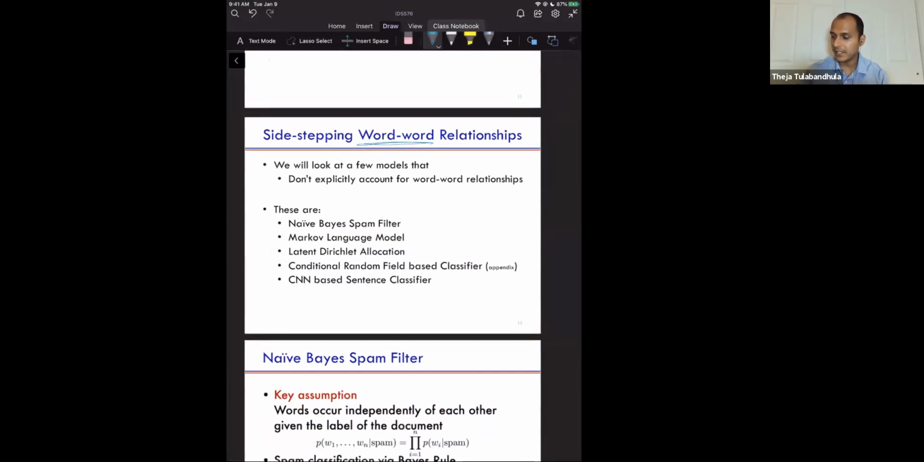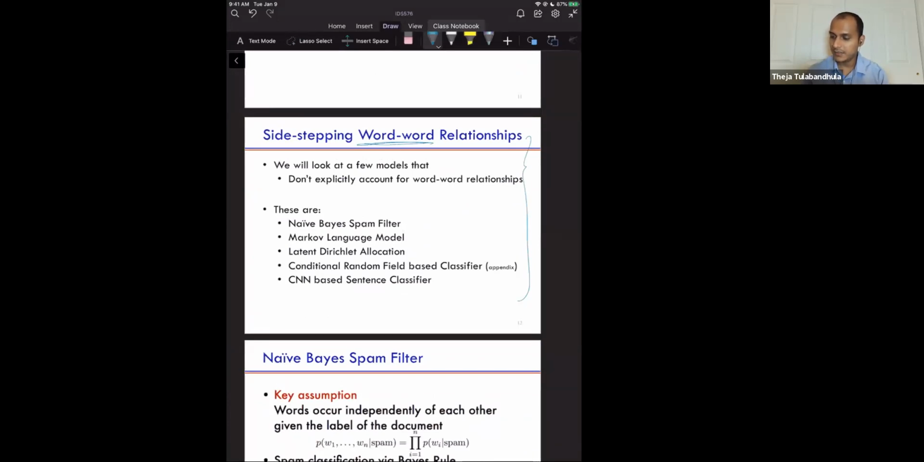What I'm trying to say is that the first few techniques that we'll see are not really looking at, say, word one being dog, word two being cat, and word three being house. Dog and cat fall under the animal category, so they may have a closer relationship compared to a house. That's not going to be explicitly captured.